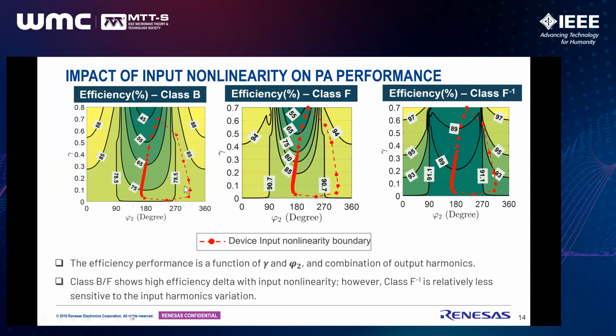Well, still we can reach up to around 83% or 84% compared to 78.5% for traditional class B. Similarly, efficiency can be increased to 4 and 5% for class F theoretically, and same thing for inverse class F.